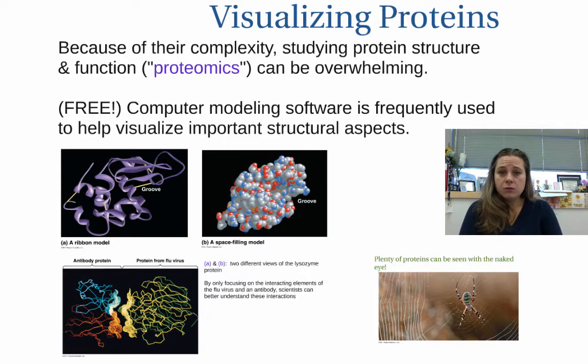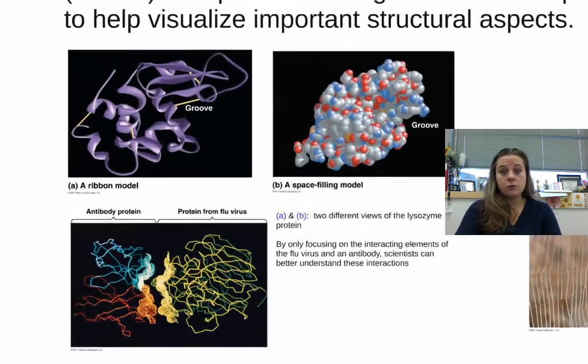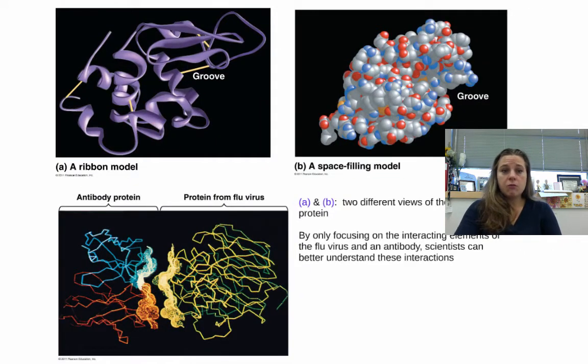But there are other types of protein computer modeling software out there, kind of cool apps that you can get for free to showcase that three-dimensional structure. Which is honestly pretty cool. So you can see the varying levels. You've got ribbon models, space filling, views of the lysosome protein. I mean, come on, how cool is that, right? So we can get a better understanding of how they work based on their shape.